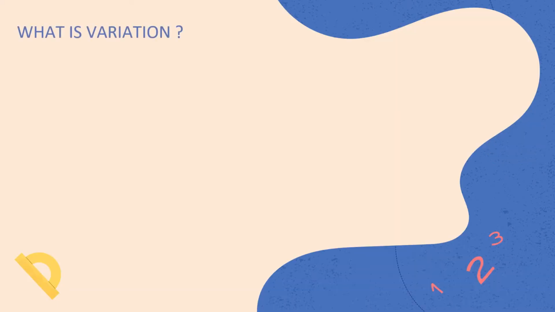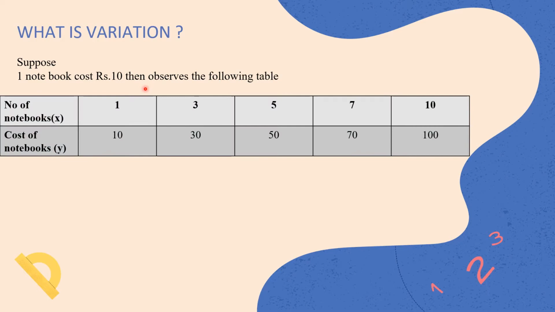First, let us understand what is variation. Suppose one notebook costs ₹10. Let us observe the following table and understand the concept of variation. In this table, the number of notebooks is denoted by X, and the cost of notebooks is Y. So one notebook costs 10 rupees, 3 notebooks cost 30 rupees, 5 notebooks cost 50 rupees, 7 notebooks 70 rupees, and 10 notebooks 100 rupees.